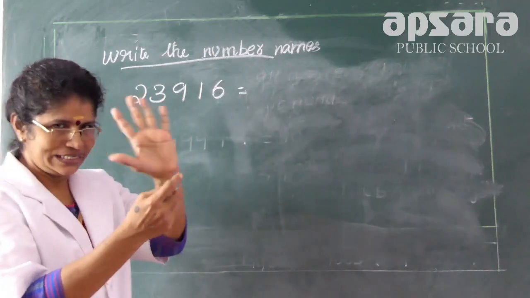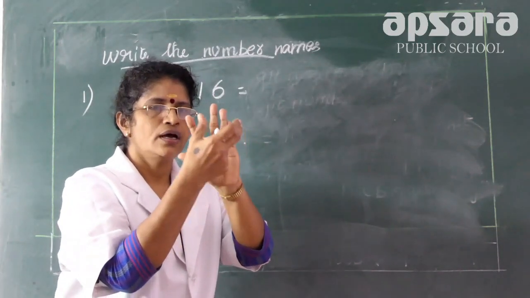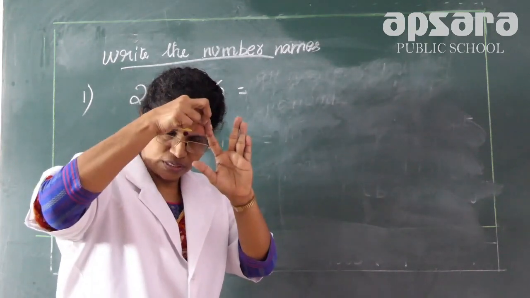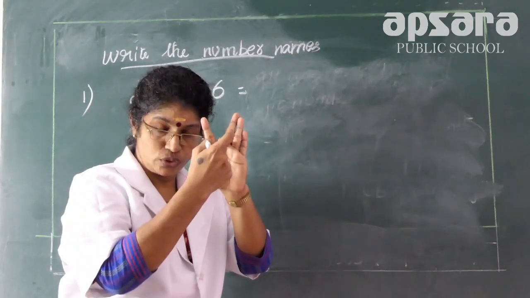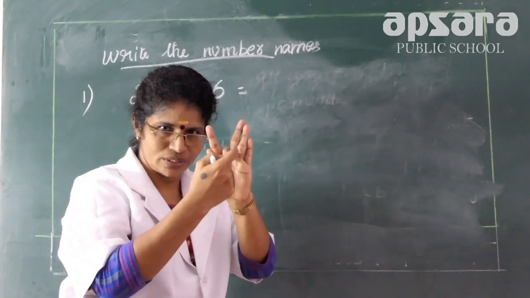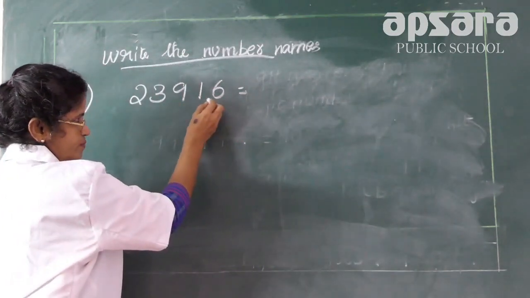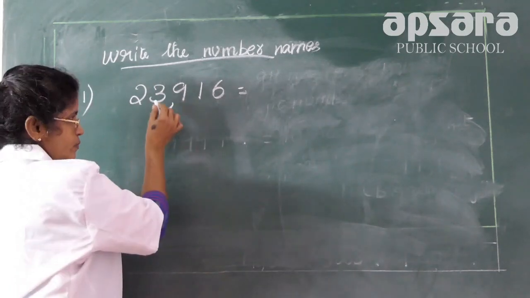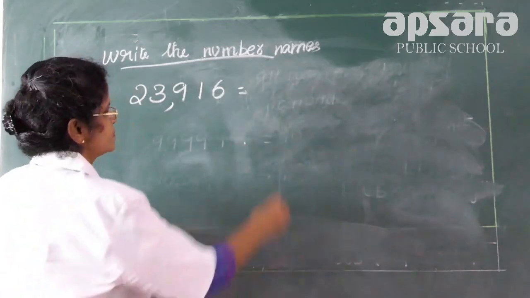Let me see your finger. See my finger: ones, tens, hundreds, comma, 1,000, 10,000. Do you understand why there is a gap in between? It's for the comma. Ones, tens, hundreds, comma, 1,000, 10,000. How to write this?